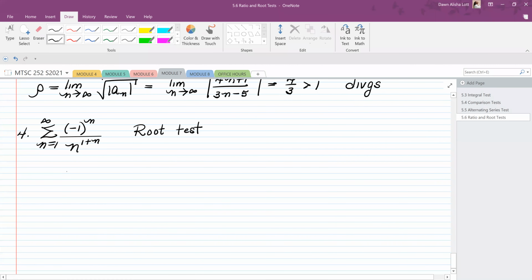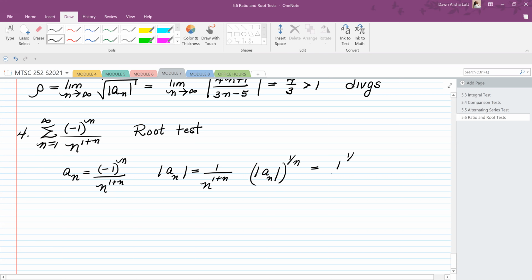All right, so a_n is (minus 1) to the n over n to the 1 plus n. So the absolute value of a_n is just 1 over n to the 1 plus n. So the absolute value of a_n to the 1 over n power is just 1 to the 1 over n divided by n to the 1 plus n, to the 1 over n.